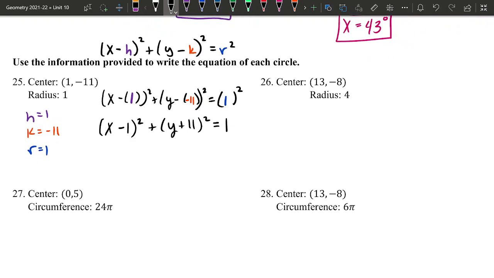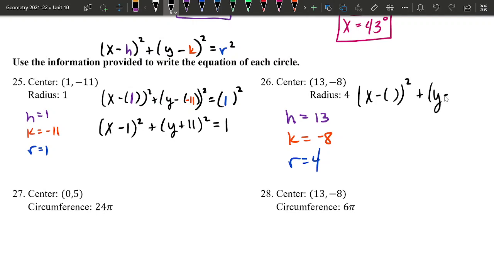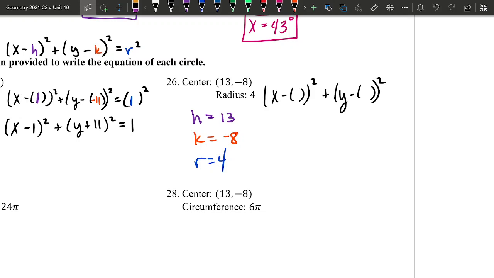I'll do this again for number 26. Again, we have h is 13. K is negative 8. And R is 4. So then you write it out. X minus blank squared plus y minus blank squared equals blank squared. Plug in your 3 values.